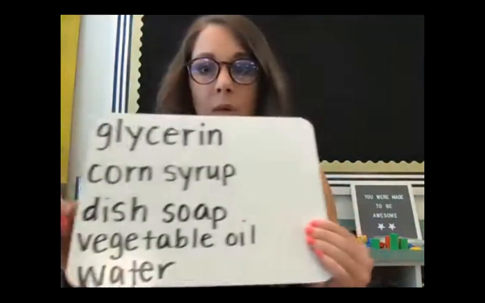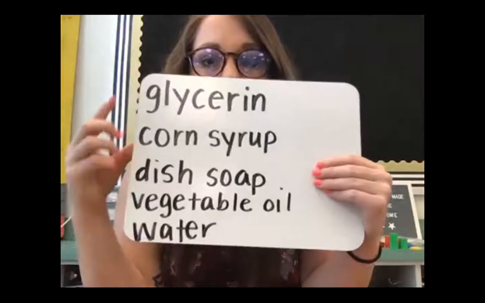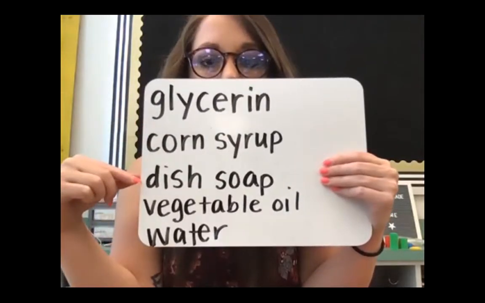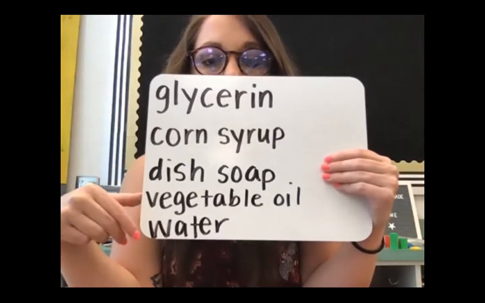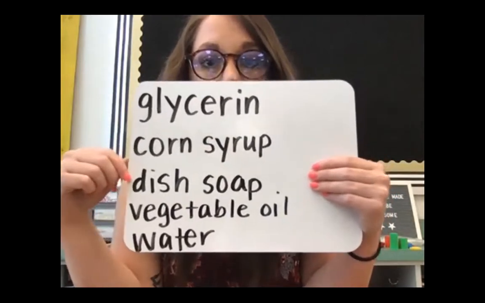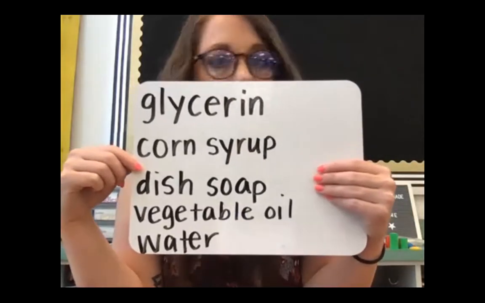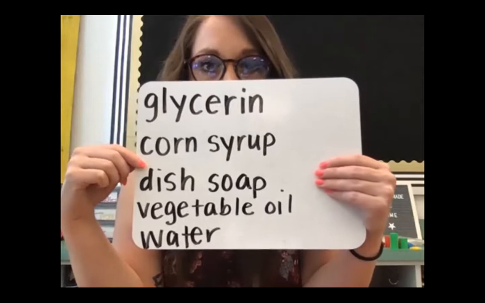All right, so I'm gonna hold this up so you can see the names of the 5 liquids so you don't forget. Again, we have glycerin, corn syrup, dish soap, vegetable oil, and water. So go ahead and pause this video now. Go ahead and make your hypothesis in Schoology and then come back. I'll see you in a second, okay?